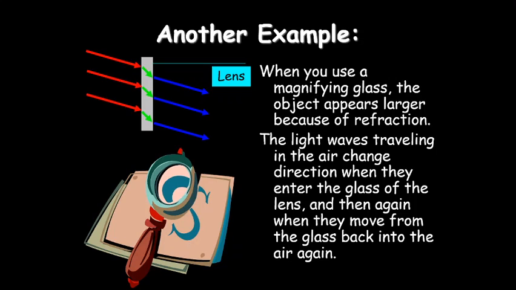So we saw light pass through a liquid, but can it pass through a solid? Yes. Glass is a solid, right? So here you have light, it's passing through. It's gonna kind of slow down a little bit and it's gonna pass through over here, okay? And here you see where it's gonna kind of bend the object, okay? The light waves traveling in the air change direction when they enter the glass of the lens and then again when they move from the glass back into the air again.